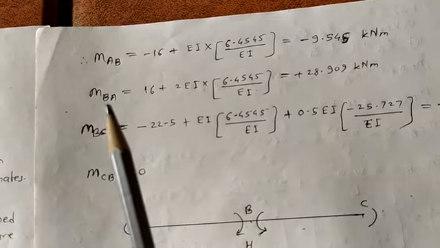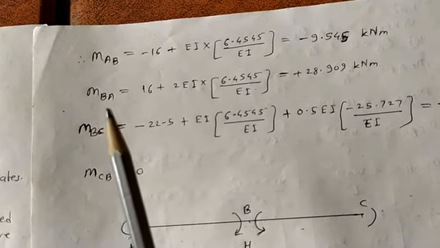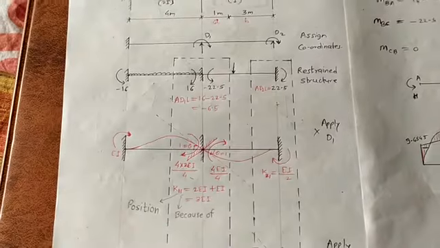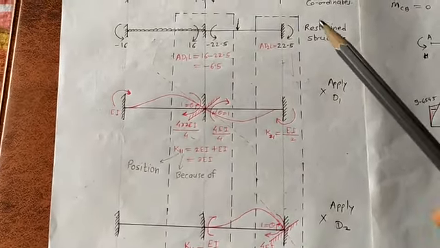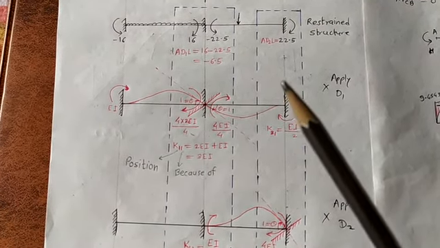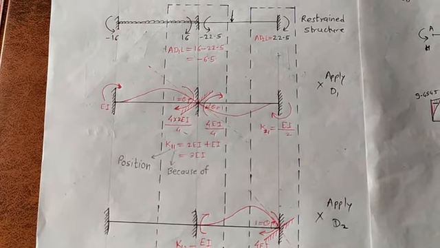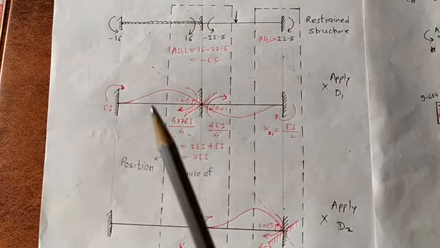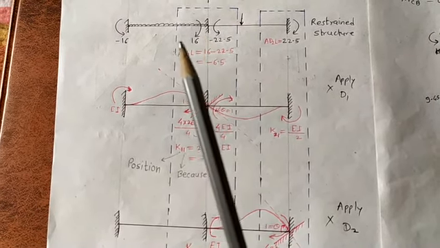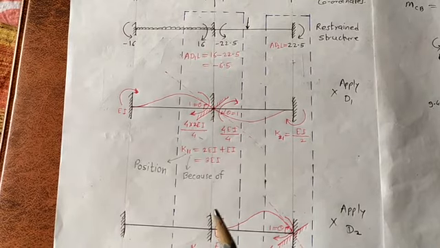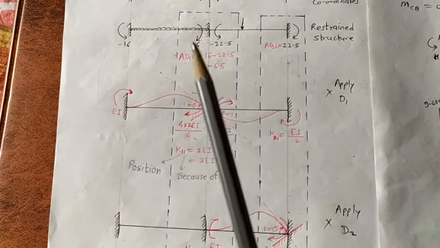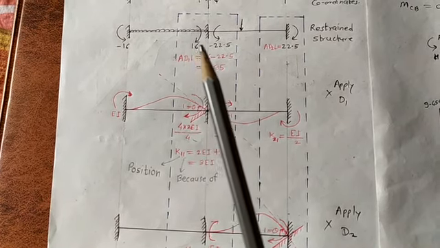Now come to how to find the moment at BA. Again come to these three diagrams: restrained structure, D1 and D2. We are going to find out MBA. That's why we have to consider only the moments which are on the left side. This is a line I have drawn. This is the B joint. For BA, we just have to consider the left side moment.